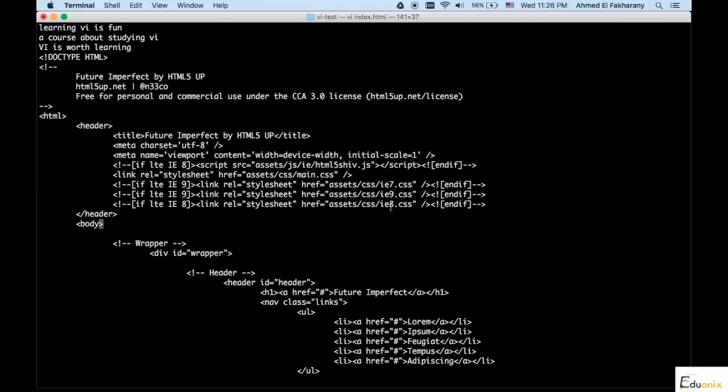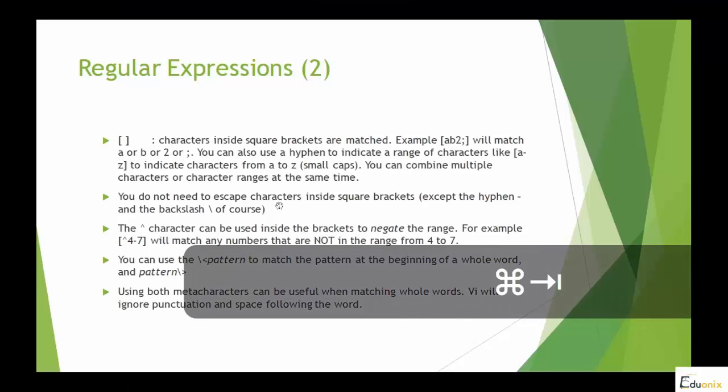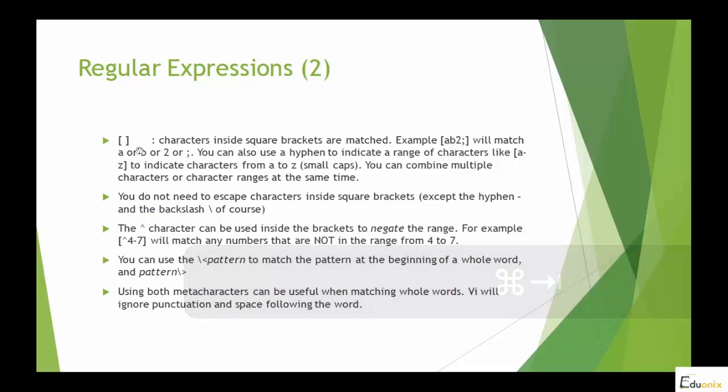Well, VI and regular expressions in general offer us the square brackets. These square brackets can contain a range of characters or a number of characters discretely. For example, look at this example, A, B, 2, and semicolon. This will match A or B or 2 or the semicolon. Literally, this is the literal representation of the character, and this semicolon does not mean anything. It's just a literal semicolon. Okay, so this is a group of characters that it will match once it finds it.